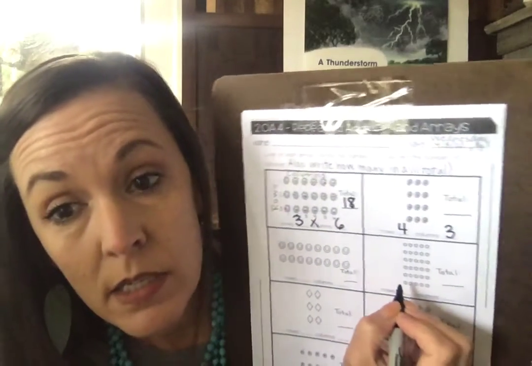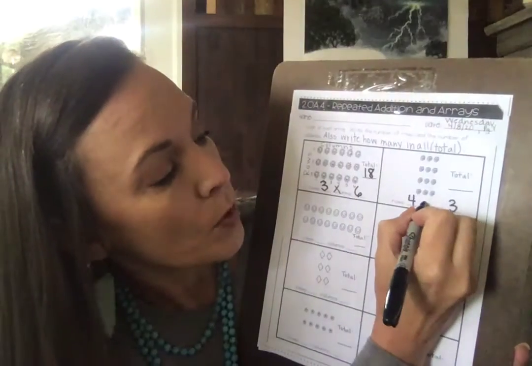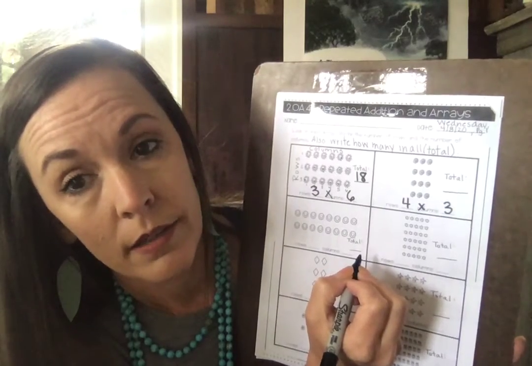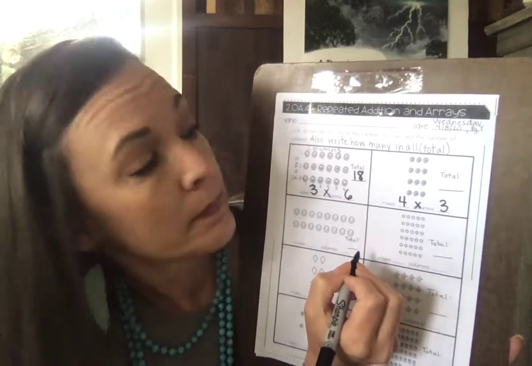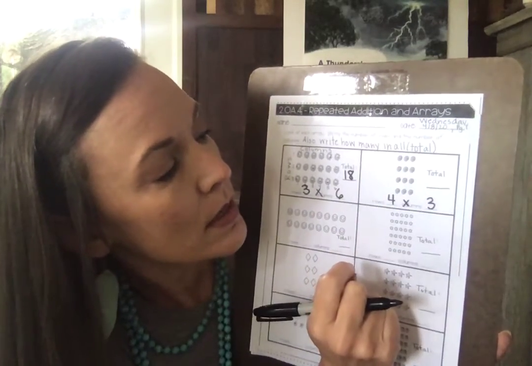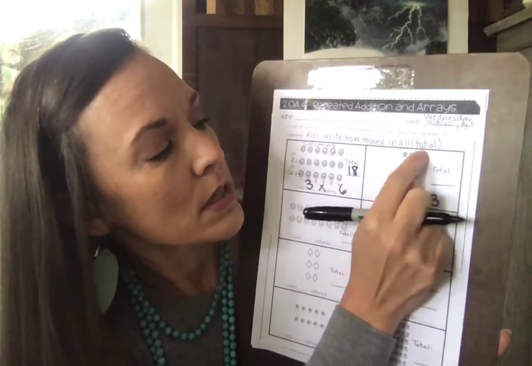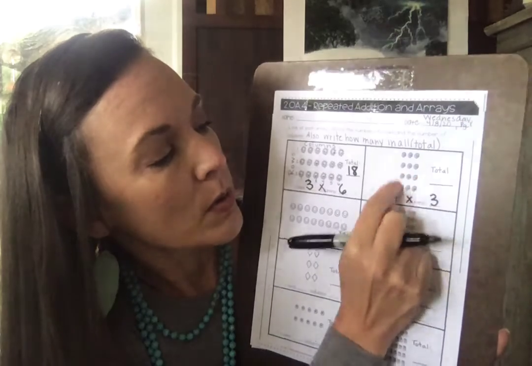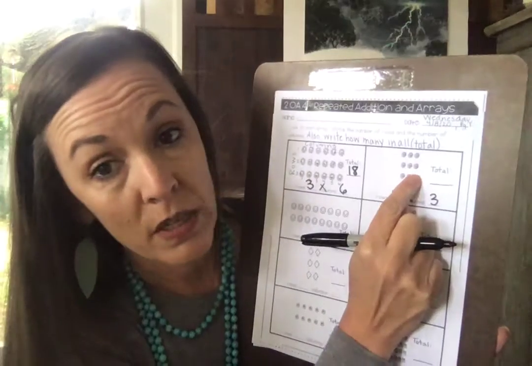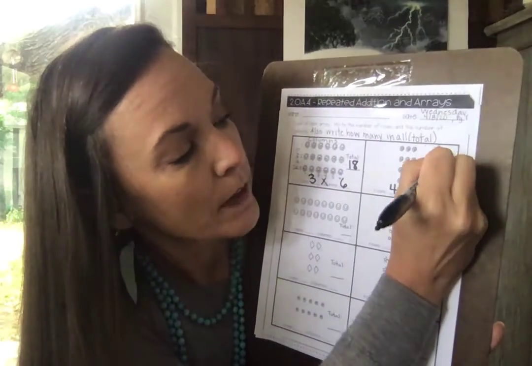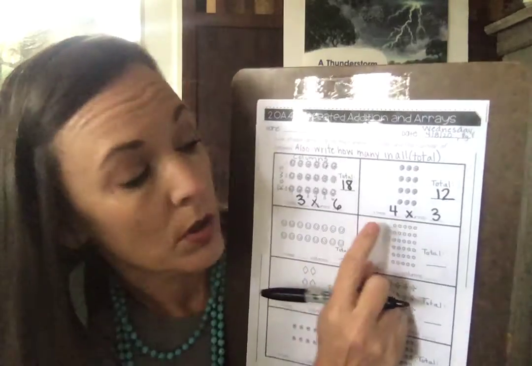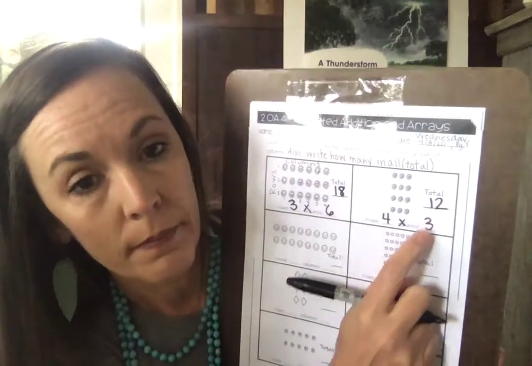So to find this using multiplication, I can think 4 times 3. That equals a total of how many? Well, I've got 3 and 3 and 3 and 3. 3 and 3, there's 6. And 3 and 3 more, that's 6 more. I know 6 and 6 gives me a total of 12. I could call that total the product. 4 times 3 equals 12.